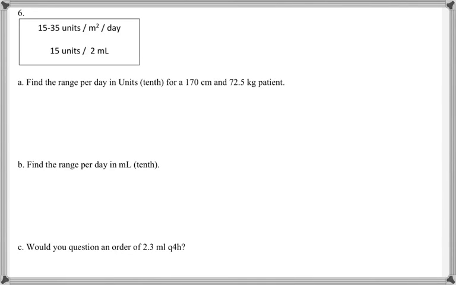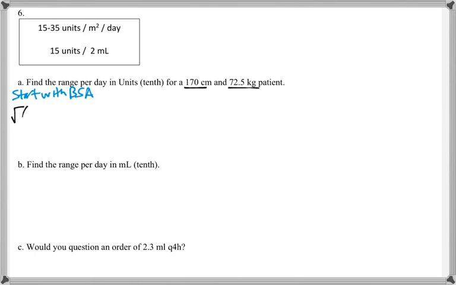On question 6 it says, find the range per day in units for a patient who is 170 centimeters and 72.5 kilograms. So my first step is to start with the BSA. So we're going to take these numbers and use them in the formula with the 3600.